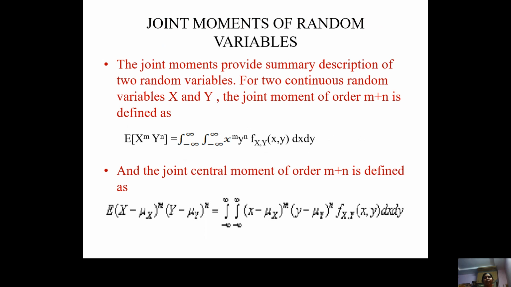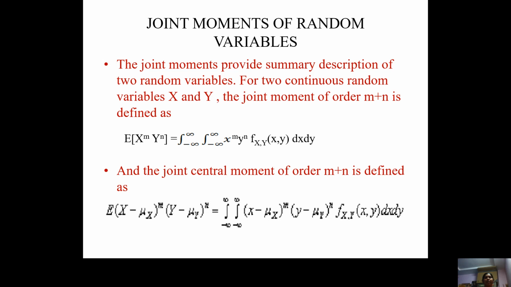Next, coming to the joint moments of random variables. Previously we have observed how to find the expectation of the function g of xy. That is nothing but the first moment, which is nothing but the mean. Expectation is nothing but the mean. Just recall, previously we studied the expectation of a single random variable. Expectation is the mean, and mean is nothing but the first moment.